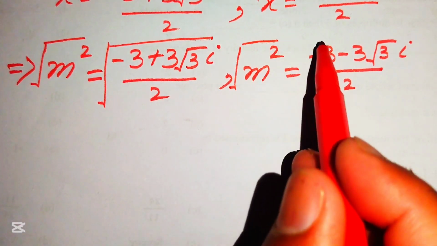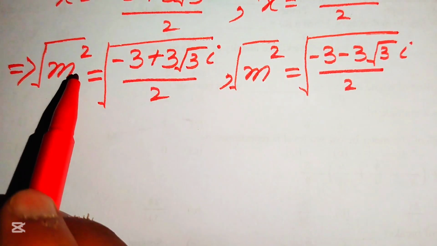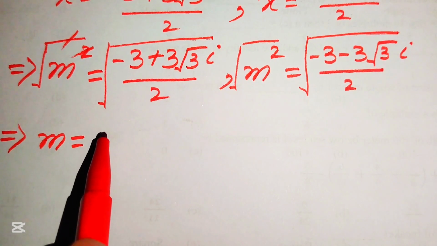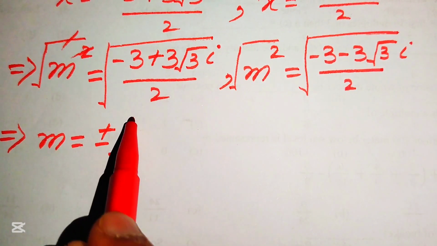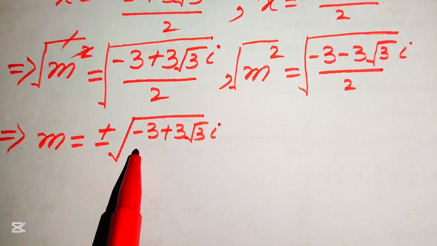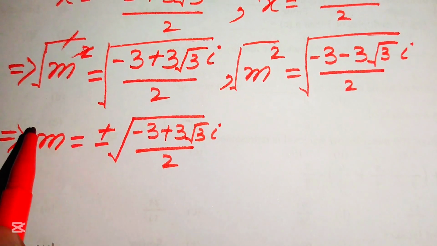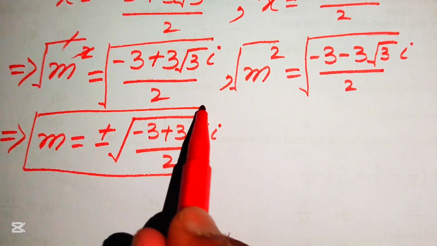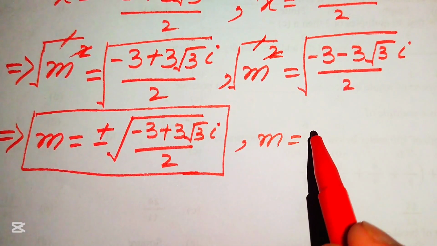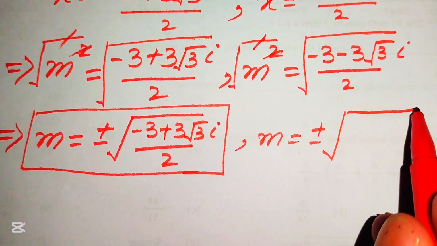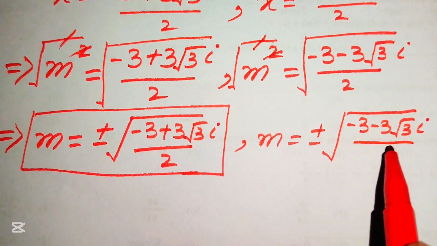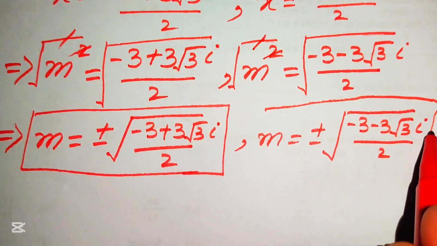When we take the square root on both sides, the square and square root are gone, and we get the value of m equal to plus minus the square root of minus 3 plus 3 times the square root of 3 iota, divided by 2. So these are two of the complex roots of the given equation. From the other case, the square and square root are also gone, and we get the other two complex roots: plus minus the square root of minus 3 minus 3 times the square root of 3 iota, divided by 2. These are the two more complex roots of the given equation.